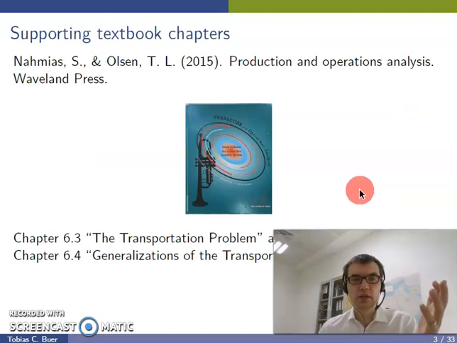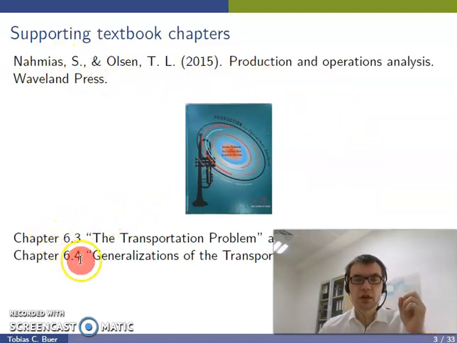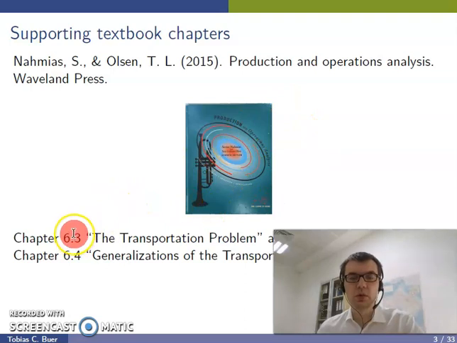Today's lecture is supported by the textbook of Namias and Olsen, in particular chapters 6.3 and 6.4. You find both on the Moodle course. This book is in our library, but as you cannot access it, I will put it on the Moodle course.